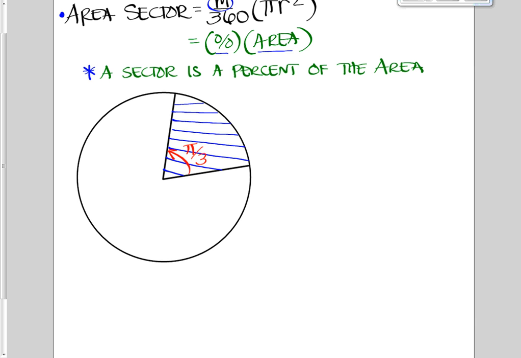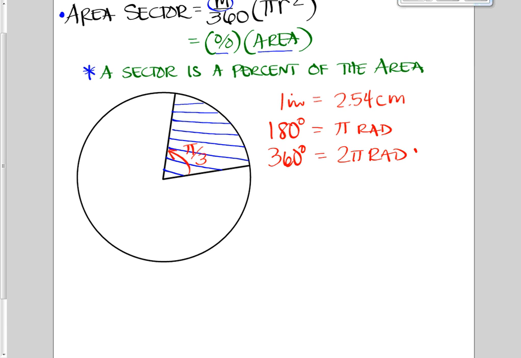Now, I know you're not familiar with this. We haven't gone over it, but the basic idea is that it's a conversion between degrees and radians. They're like different units. In the same way that 1 inch is equal to 2.54 centimeters, we can say that 180 degrees is equal to pi radians, or that 360 degrees is equal to 2 pi radians. This is kind of a big key right here: 360 degrees is the same as 2 pi radians.